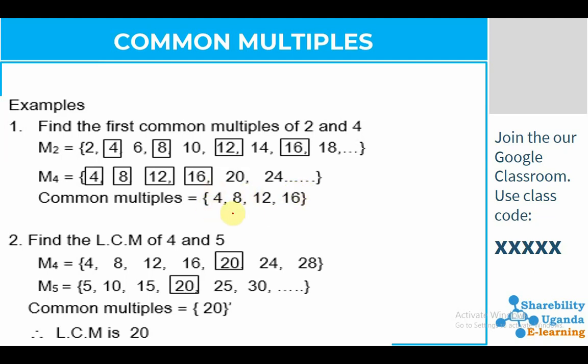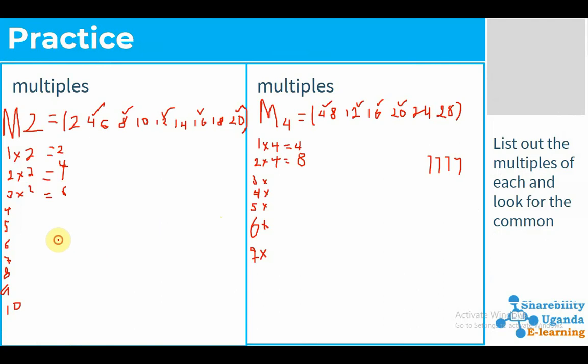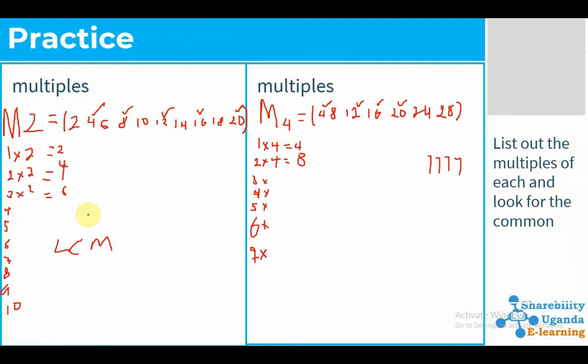Our next number here needs us to find out the lowest common multiples, LCM. LCM means lowest common multiples. Let's look at our example. We are going to look at LCM. How do we get LCM? As I've said, our LCM means lowest common multiples. We are going to look for those multiples which are lower and they are common.